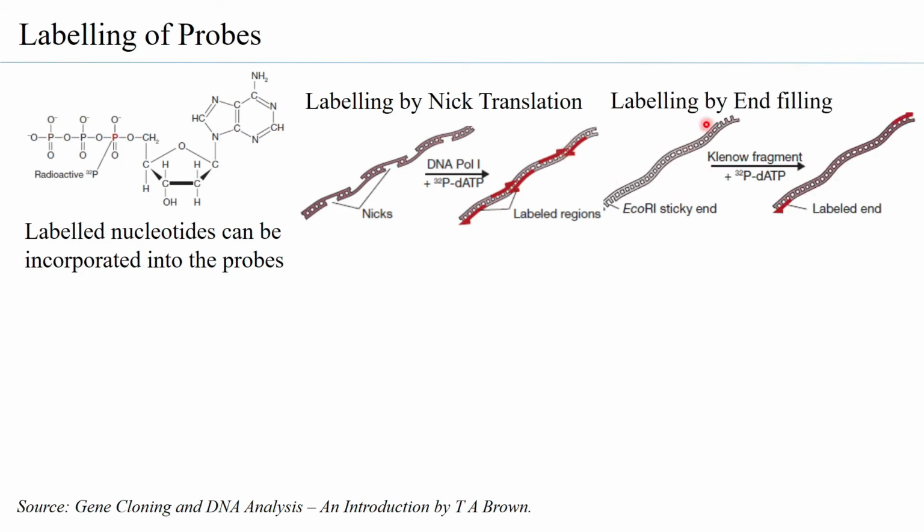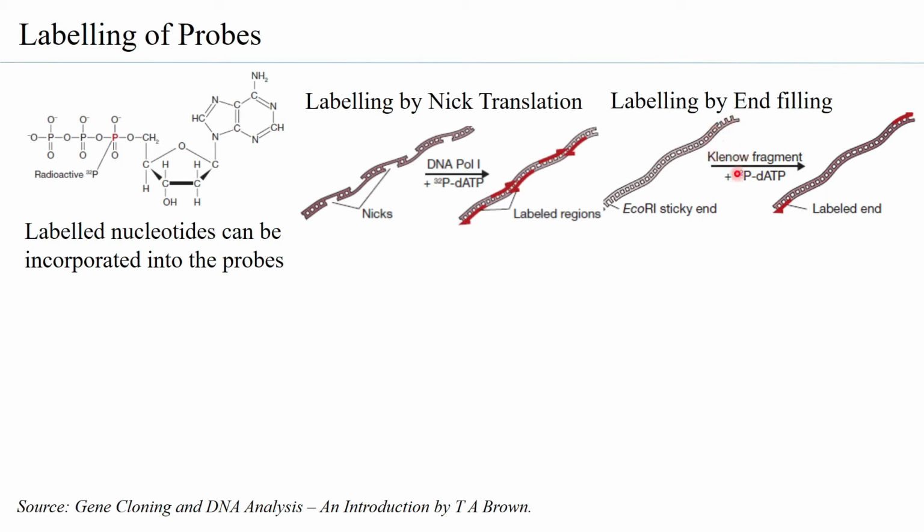Similarly, you can have labeling by end filling. In this case, what is observed is that the ends of the probe can be sticky ends. Say, for example, in this case, the ends are EcoRI sticky ends. So what can be done again in this case is that a Klenow fragment is a DNA polymerase 1 without the exonuclease domain. It only has the polymerase domain.